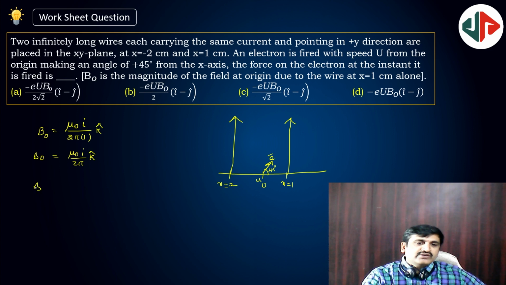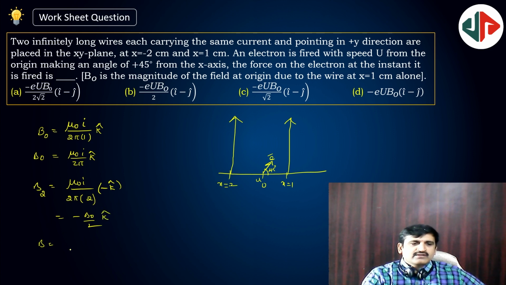What about the magnetic field due to the second conductor? This is inwards, that means the minus k direction, mu naught I by 2 pi into the distance from the origin, which is 2 units. So I can call it minus B naught by 2. So what is the net magnetic field? One is B naught, one is minus B naught by 2, so B naught minus B naught by 2 in the k direction, which is B naught by 2 k cap.